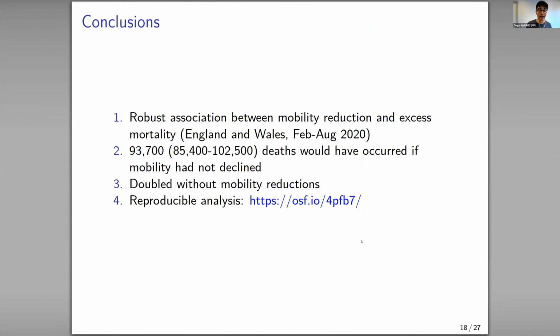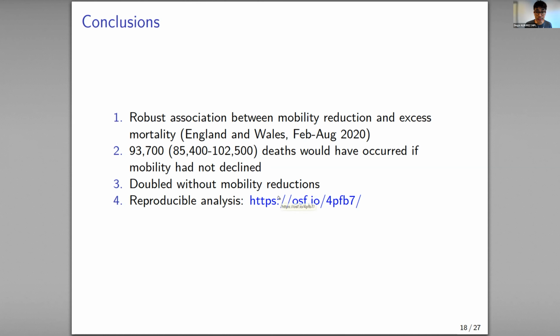So in short, what we find is a robust association between reductions in mobility as measured by the Google data and excess mortality as measured by the data from the Office for National Statistics, right? So we're combining these two data sets. Around 94,000 deaths would have occurred if the mobility had not declined. And without mobility reductions, we would have seen around twice as many deaths as we saw in the real world.